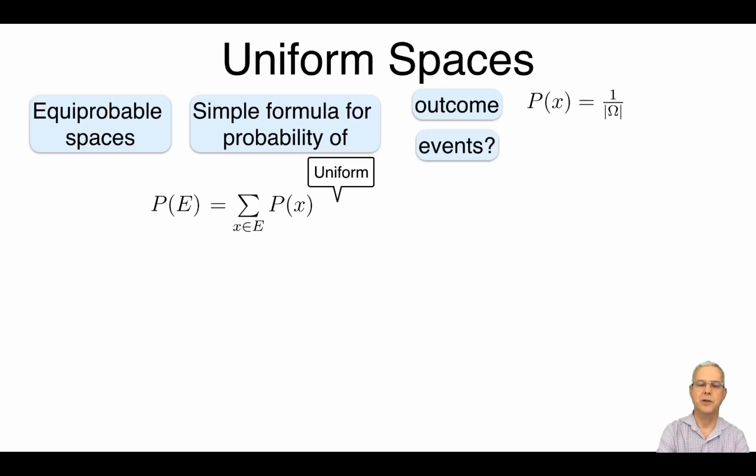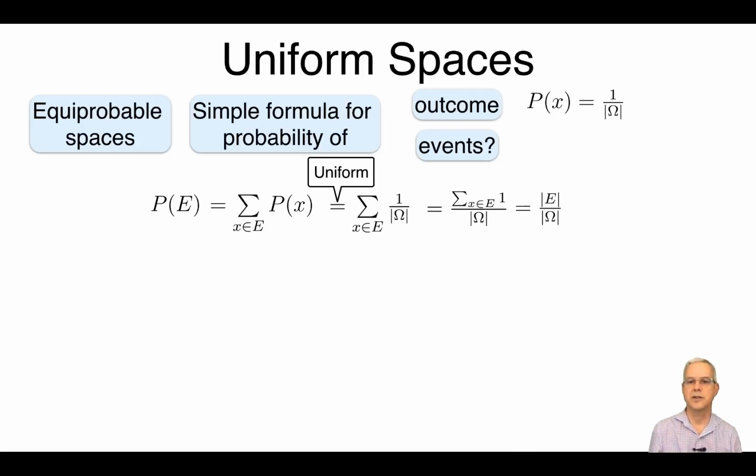And because we're talking about a uniform space, the probability of every element is 1 over omega. So we're summing over all elements in E of 1 over omega. We can take 1 over omega outside, and we get 1 over omega times the summation over all elements in E of 1. And this numerator is just the size of E, divided by the size of omega.